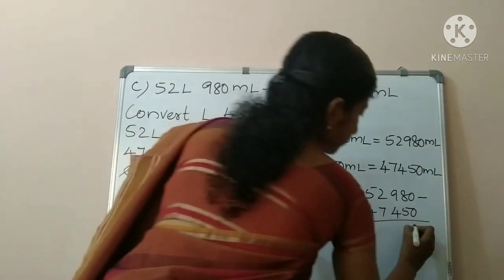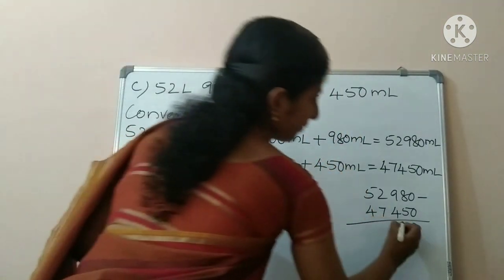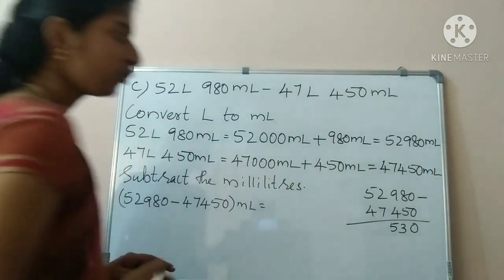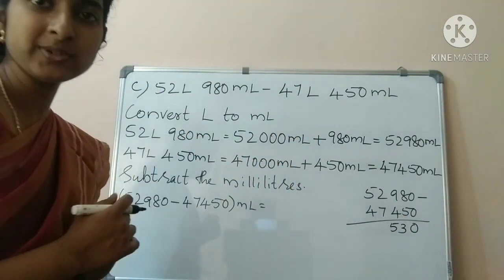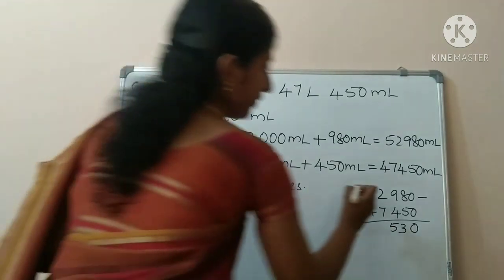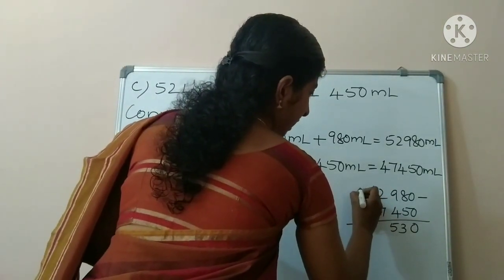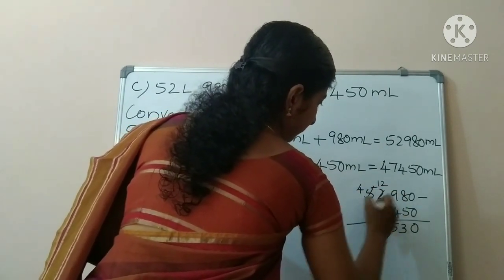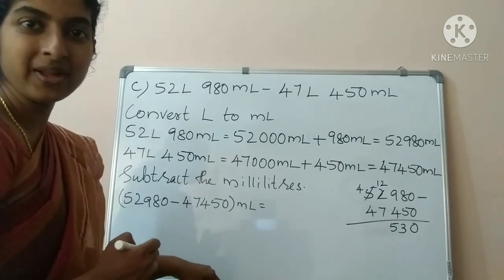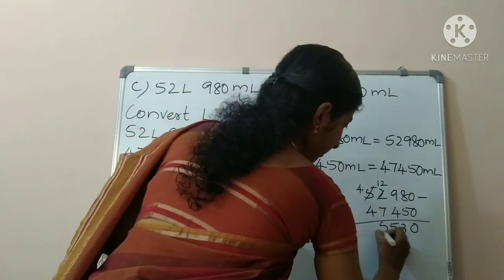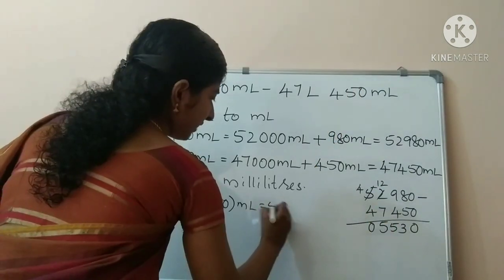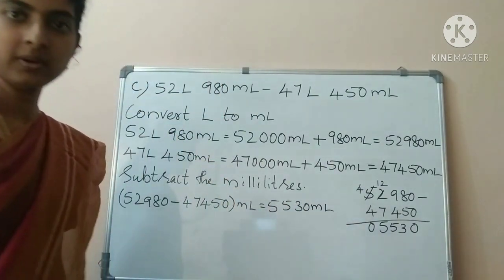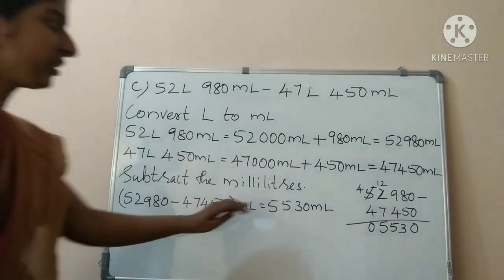0 minus 0, 0. 8 minus 5, 3. 9 minus 4, 5. Here, 2 minus 7. Is it possible to subtract? No. So we take 1 from left side. After taking 1, the left side becomes 4. Right side becomes 12. 12 minus 7, yes, 5. Here 4 minus 4, 0. 5530 milliliter. Okay, done. Next, answer is in milliliter.